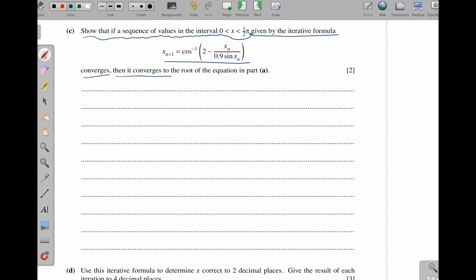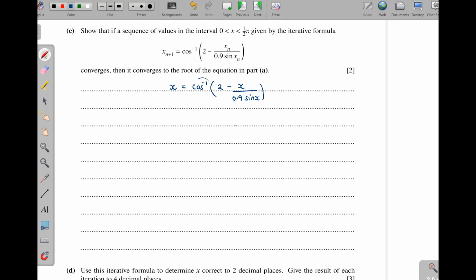But C, show that if a sequence of values in this interval given by the iterative formula converges, then it converges to the root of the equation in part A. The only thing that you're supposed to do here is to rearrange this equation to see that you get what we are given in part A. So what you have to do is to drop the ends here. You have x, which is equal to the arc cos of 2 minus x over 0.9 sine of x. Are we there?